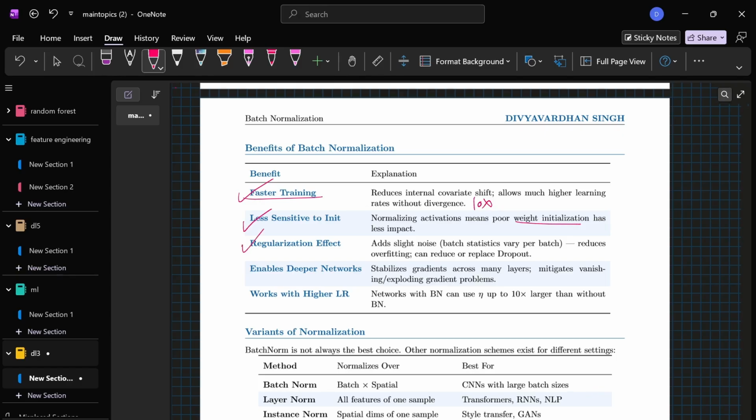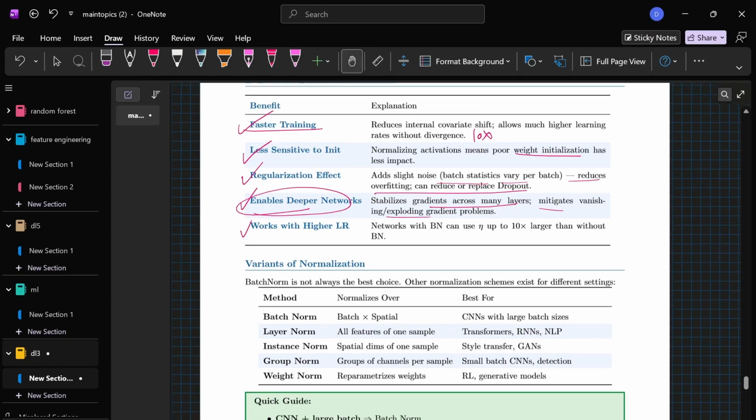Third is the regularization effect. Here is a bonus point that people don't know about. Batch statistics vary slightly from batch to batch, so batch normalization adds a tiny noise to the network, which acts as a regularization. Next and the last, it enables deep networks. Batch normalization helps stabilize gradients as they flow backward through many layers, which means that you can train very deep networks without hitting the vanishing and exploding gradient problem as badly.